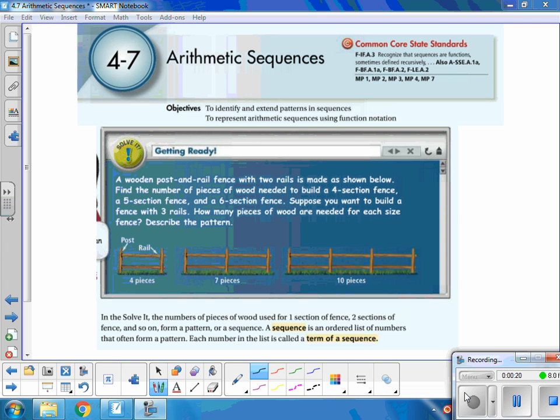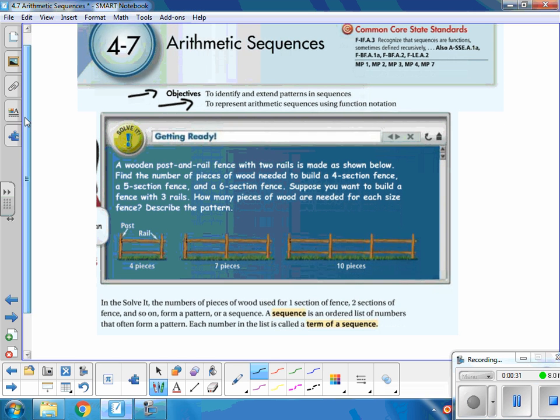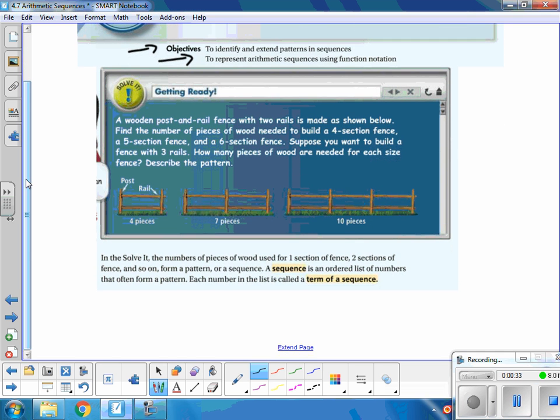Our objectives are to identify and extend patterns and sequences, and to represent arithmetic sequences using function notation. There's actually a lot more to today's lesson than that, but that's a good starting point. Just like wooden posts and rails, there's a bit of a pattern that builds through each one. We have a name for that pattern that builds out. The number of pieces of wood used in the section, and so on, do form a pattern, or a sequence. Sequence is one word we're going to use today.